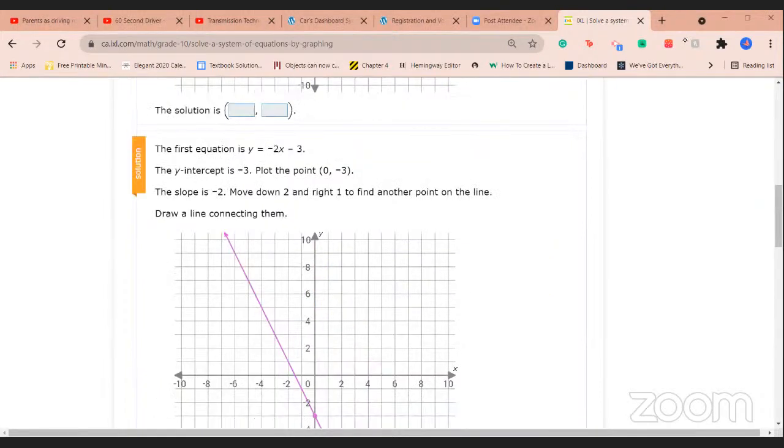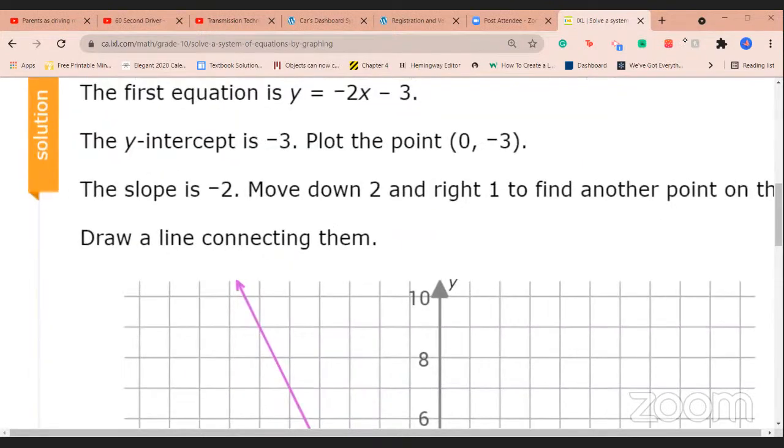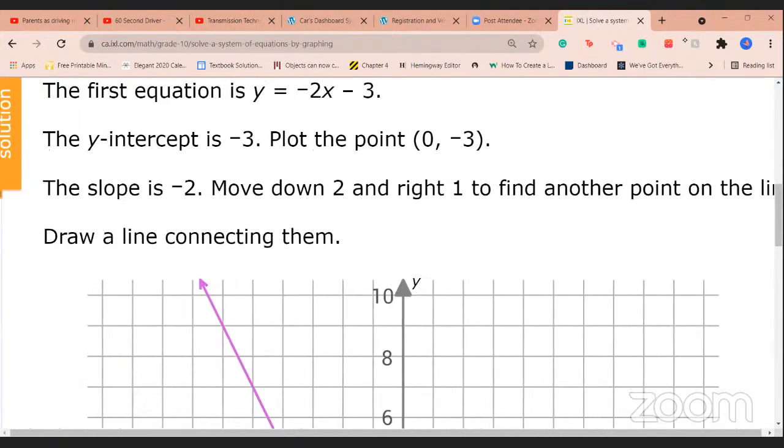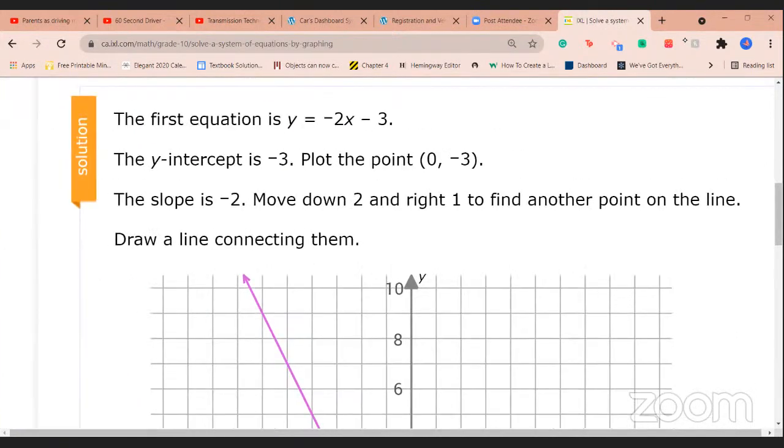So you're going to plot the point 0, negative 3. And you know the slope is negative 2. So you're going to move down 2 and 1 to the right to find another point on the line. Another way you can think about it is, one second, annotate.